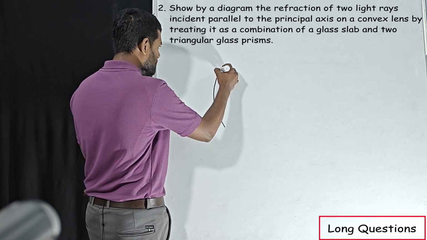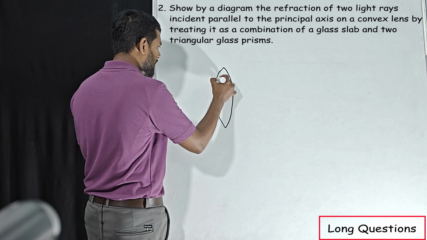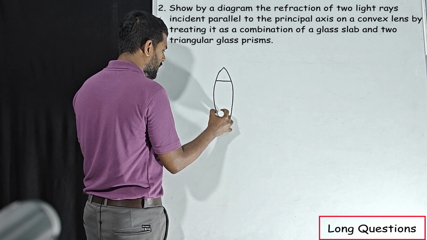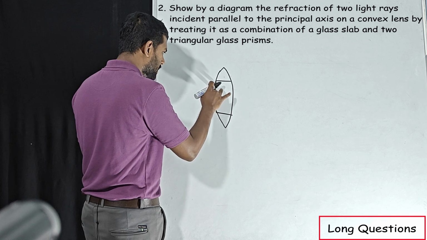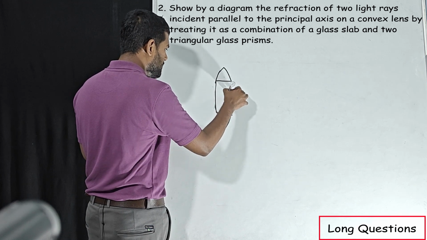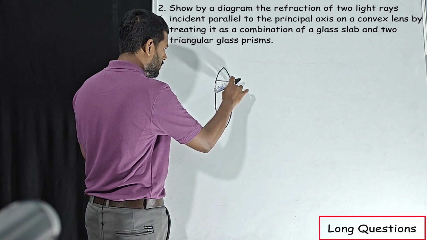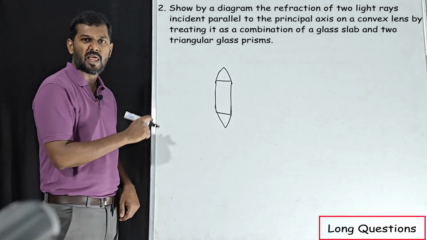This is the convex lens. In this convex lens, make it as two triangular prisms and a glass slab. Like this, if you draw it, you will get it easily. See, two triangular prisms and a glass slab.